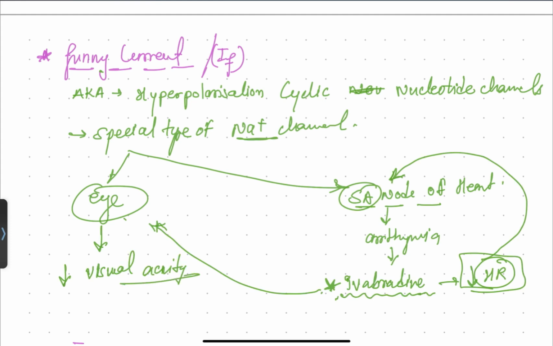So what will happen is, if the patient is having arrhythmia, if we are giving the ivabradine, then it also acts upon the eye and decreases the visual acuity of the patient. So this is one of the side effects of the ivabradine. Okay, this you should remember. Okay, so this is about the funny channels or funny current.